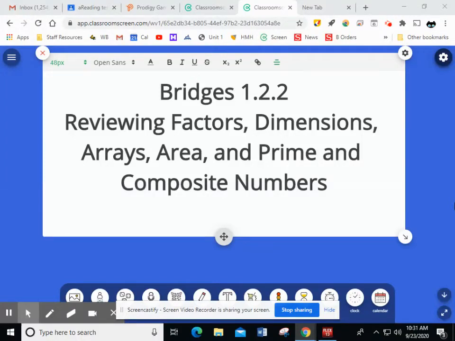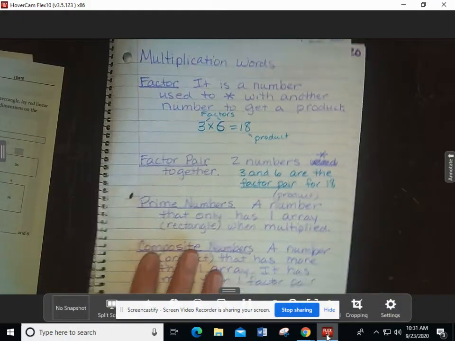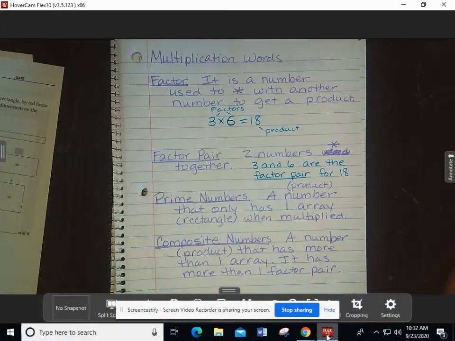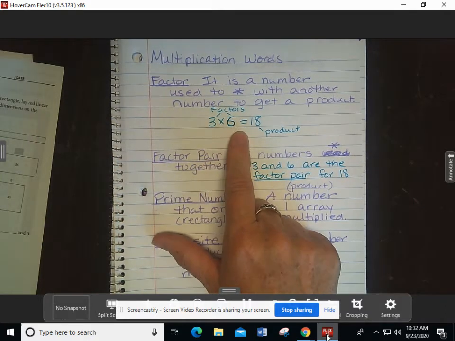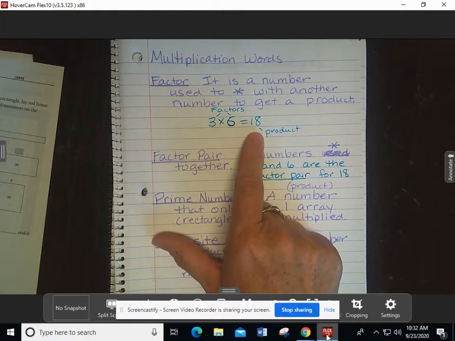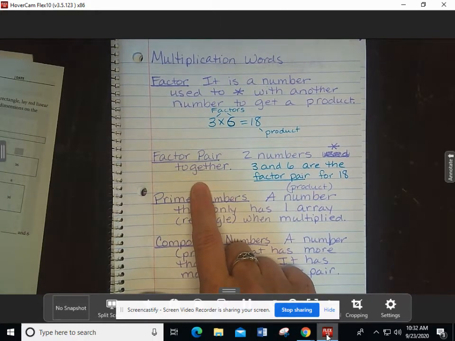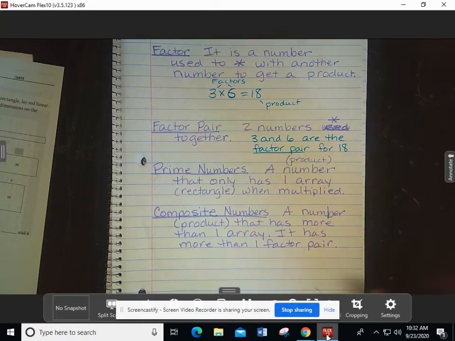We've been learning an awful lot of words in math lately, so we're going to take a little bit of time to review them. We're going to go back into our notebook from what we recorded yesterday. So these are some of the multiplication words we've been working with. Remember, when we talk about factors, those are the two numbers that are multiplied together to create our product. A factor pair is a set of numbers used. So for example, when we're talking about 3 times 6, 3 and 6 are a pair of factors.